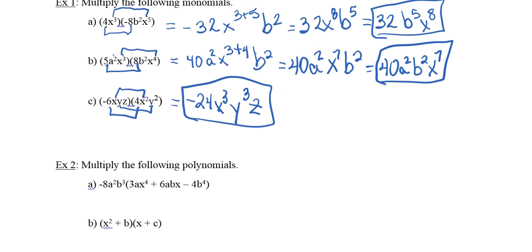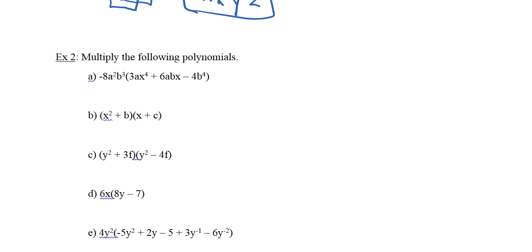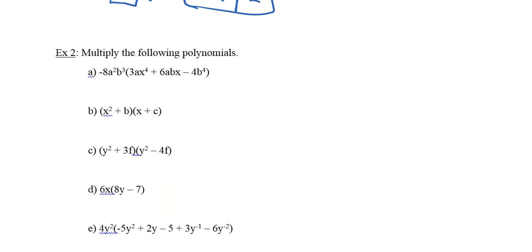So as we move on down, we're going to make it a little bit more difficult, just in the fact that we have more terms. So we have a monomial, single term, times a 1, 2, 3 trinomial. Now the process isn't different, you just do it more times. So I'm going to do this -8a squared b cubed times the 3a to the 4th, and then I'm going to times it with the 6abx, and then with the -4b to the 4th.